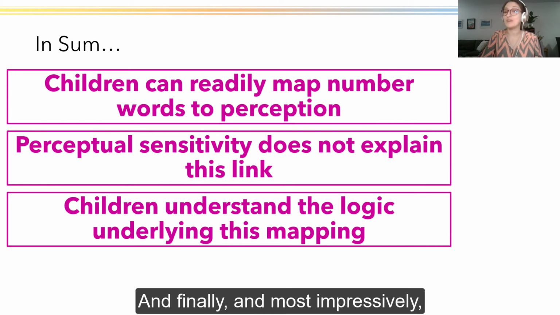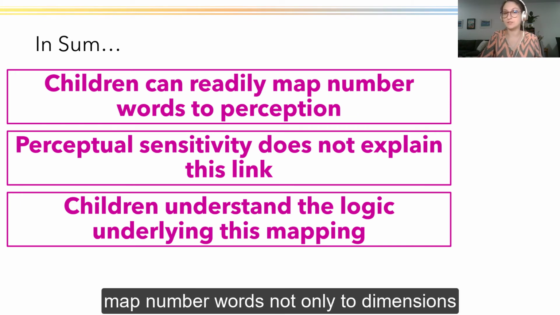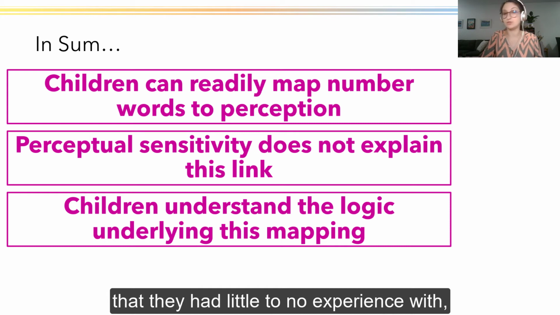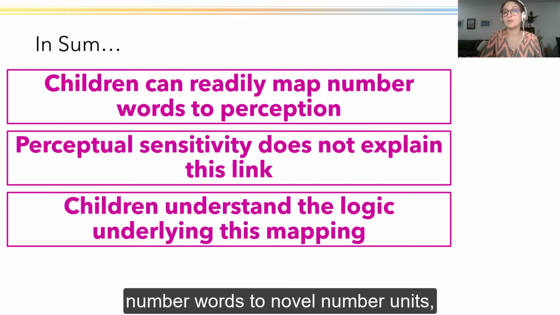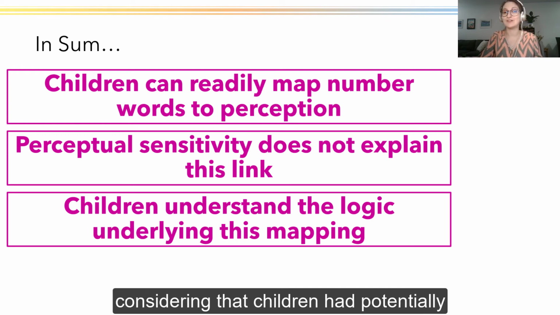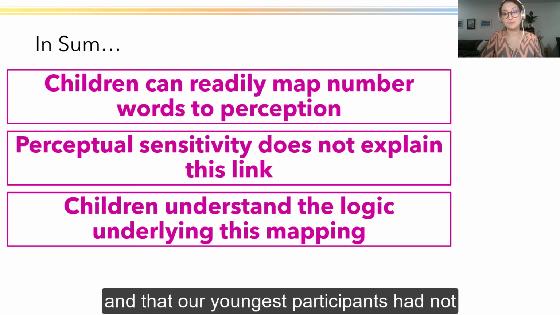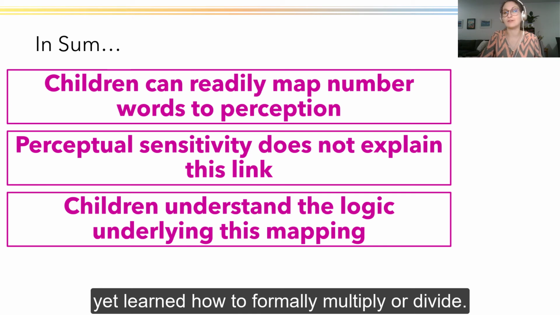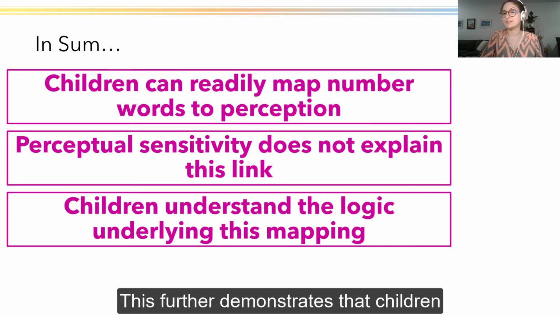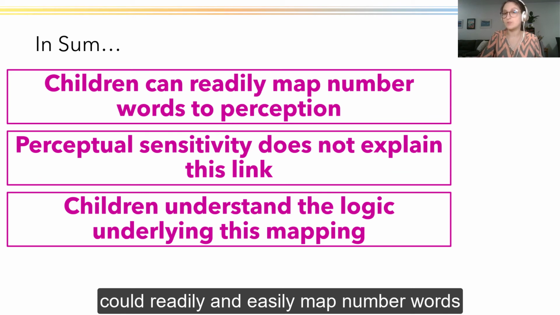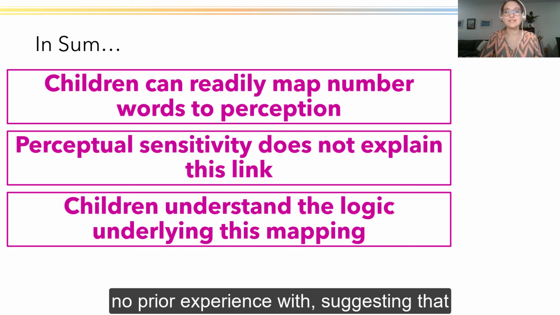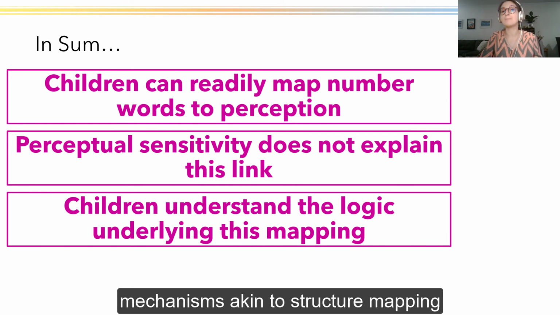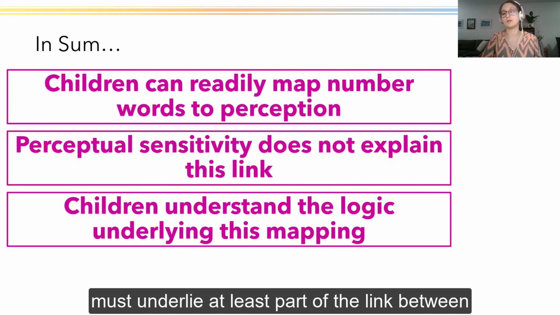And finally, and most impressively, children were able to map number words not only to dimensions that they had little to no experience with, but they were also able to map number words to novel number units, which is even more remarkable considering that children had potentially competing links that had to be inhibited, and that our youngest participants had not yet learned how to formally multiply or divide. This further demonstrates that children could readily and easily map number words to units and dimensions that they have little to no prior experience with, suggesting that mechanisms akin to structure mapping must underlie at least part of the link between number words and perceptual dimensions.